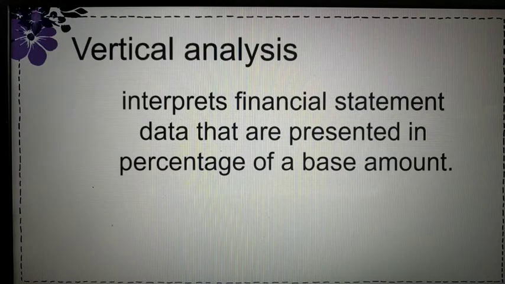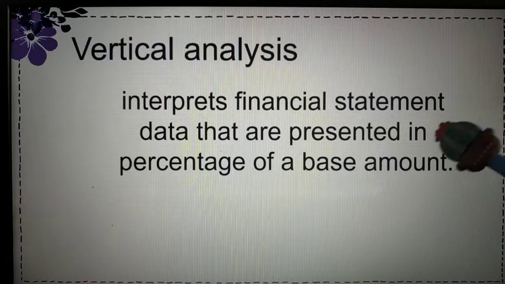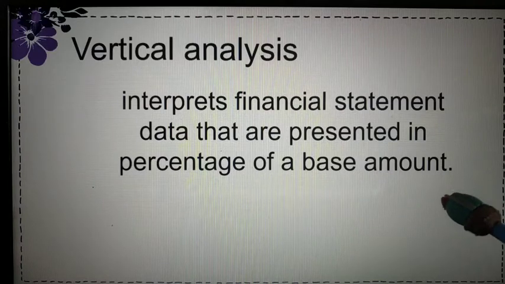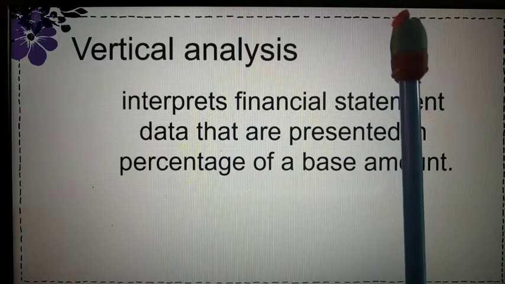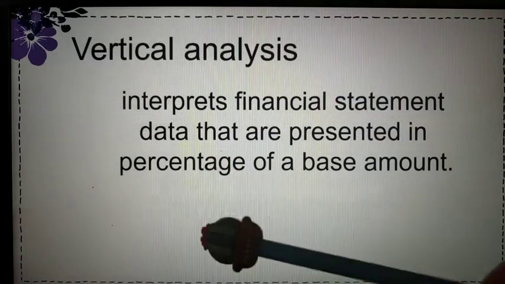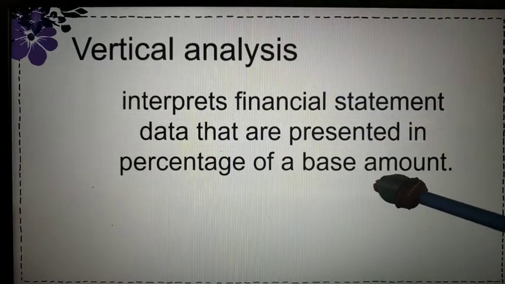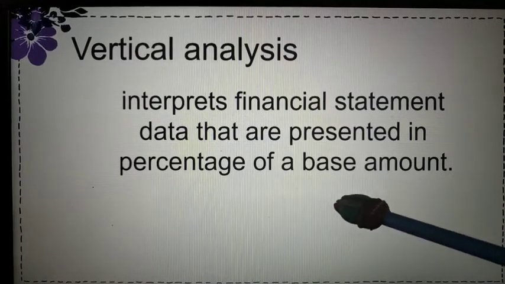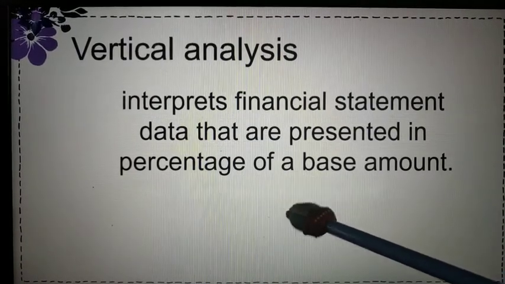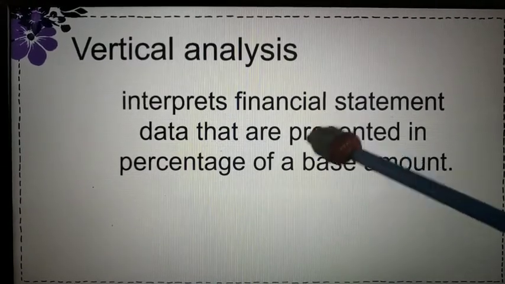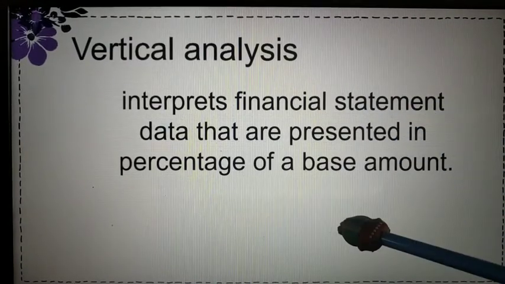Okay, next type of analysis is the vertical analysis, which we will be discussing on the next video. It interprets financial statement data that are presented in the percentage of a base amount. So, if the horizontal analysis is this way, the vertical analysis is that way. So, there is a base amount that serves as the basis. Okay, in the horizontal analysis, you are directly comparing the 2015 and the 2016. In the vertical analysis, it is only one year that you compare.